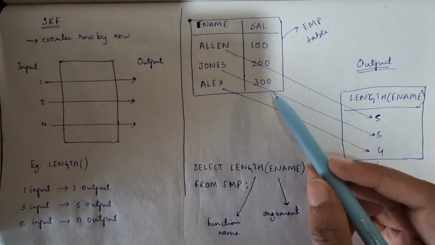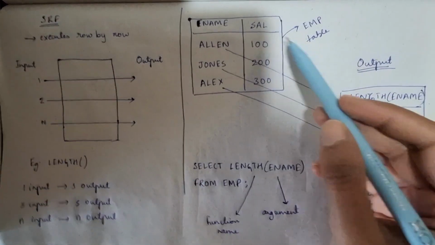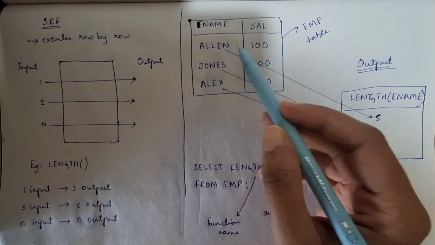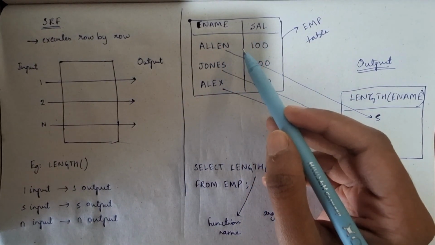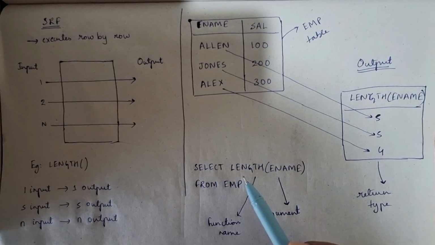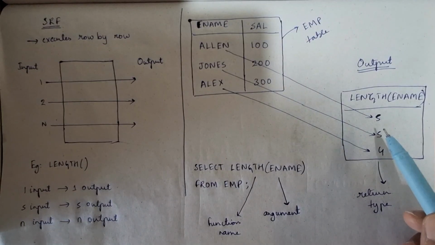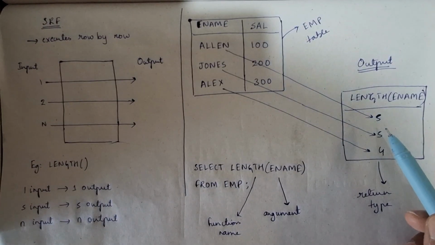Now consider that in a database we have an employee table called EMP, which has two columns, that is ename and sal. Now I am writing a query using the length function on this table, that is SELECT LENGTH(ename) FROM EMP; ending with a semicolon. Now this is the output table which will be displayed once the query is executed.